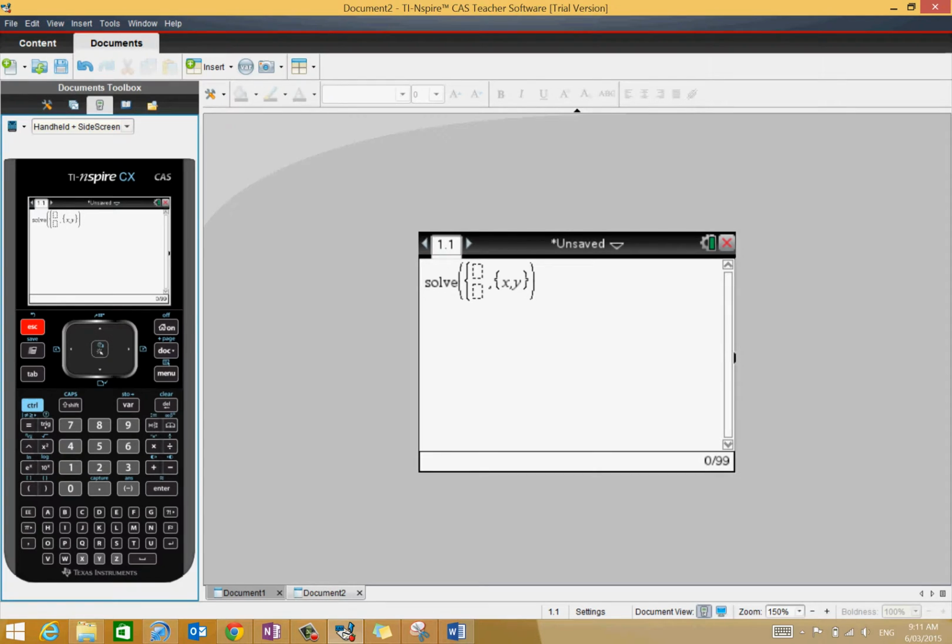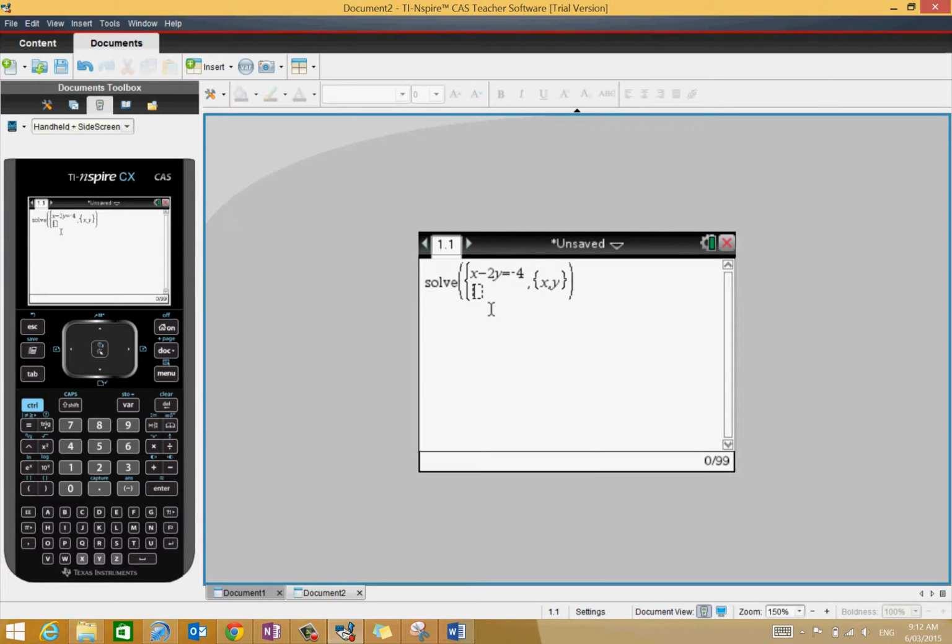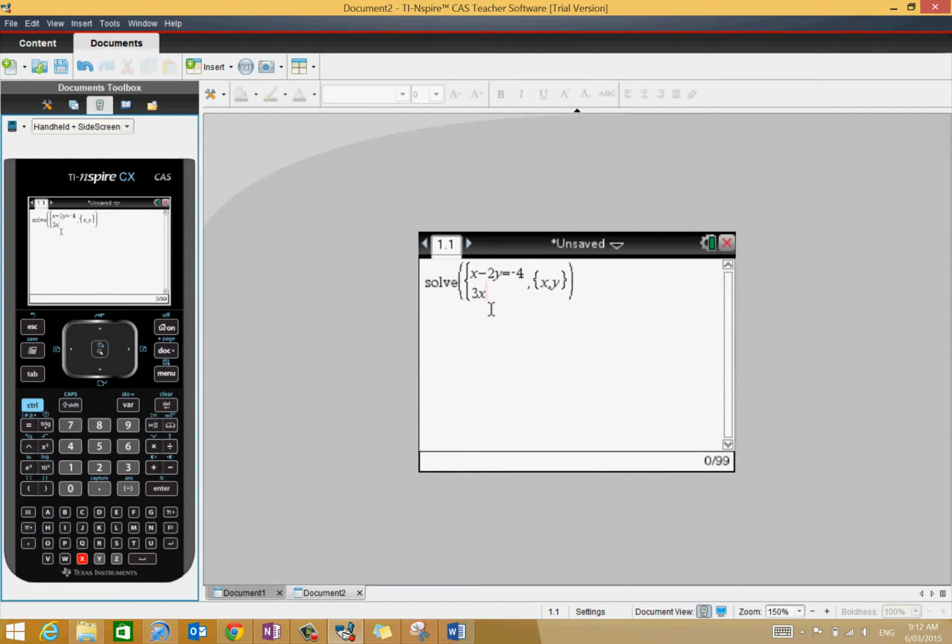So now we need to put in our two equations. What's the first equation? We've got x minus 2y is equal to negative 4. So I'm going to put that in: x minus 2y is equal to, where's the equals sign? I've just lost it today. I need a coffee. And the next one is 3x plus y is equal to 9. Be careful though, you need to have those variables set up.